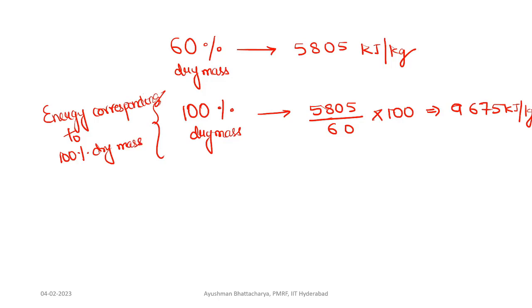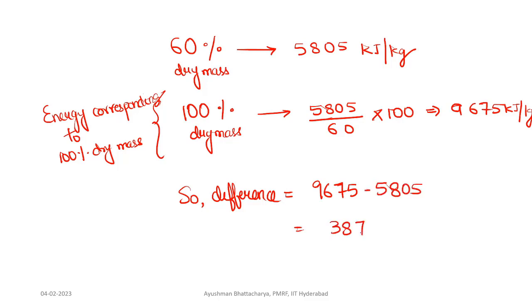Okay, now we know the value of the energy content on dry mass basis. The energy content on the discarded basis was 5805. So the difference is equal to 9675 minus 5805, which will come out to be 3870 kilojoule per kg.